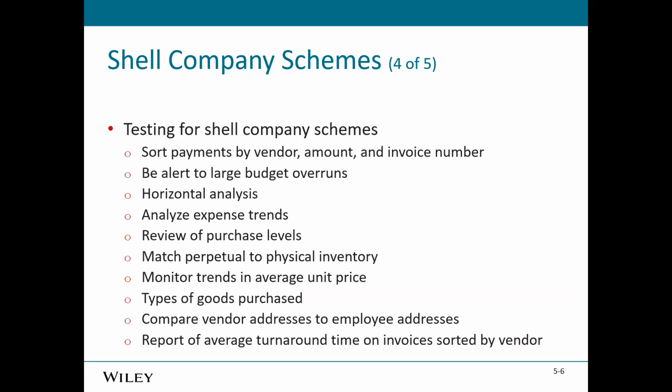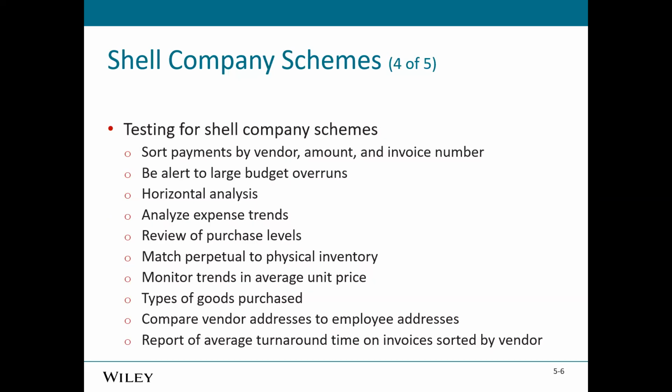A horizontal analysis is basically comparing financial statements one year to the next. So if we see large growth in a particular expense, that could again be an indicator that something is in that expense that shouldn't be, and will give us a place to start. Same with analyzing expense trends. Reviewing purchase levels, we can look at how much individuals are purchasing and whether the amount that they're purchasing has gone up relative to what their job is, and see if that seems legitimate.